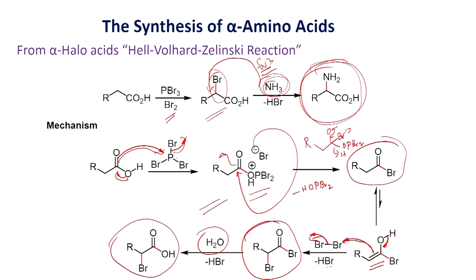This is one of the methods where you can carry out alpha halogenation of carboxylic acid using, for example, in this reaction, bromine in the presence of PBr3. In this way, you can introduce the bromine at the alpha carbon atom. Once you form this alpha bromo carboxylic acid, that can be readily reacted with ammonia, and you can produce the alpha amino acid as the product.